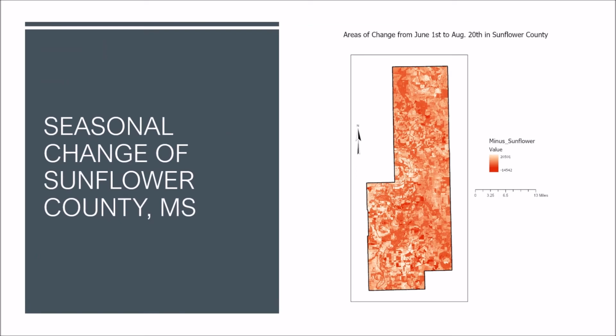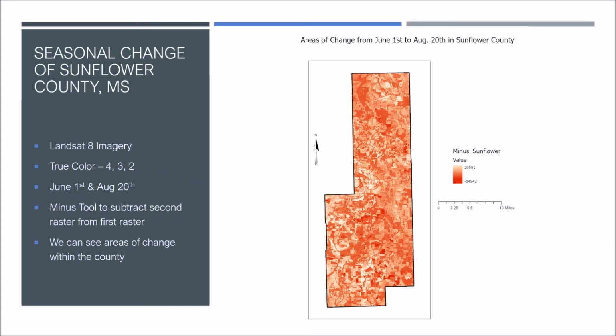The third map product looked at showing perceivable changes in the fields. I took a scene from June 1st earlier in the growing season and compared it to August 20th. As expected, there were some noticeable changes over the almost 3-month period.